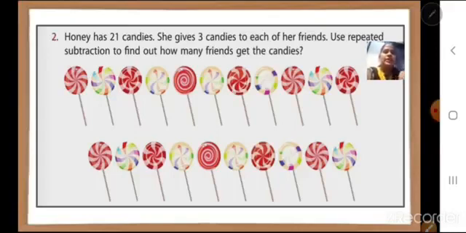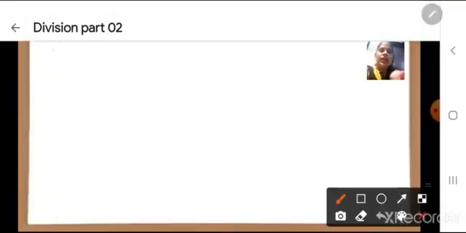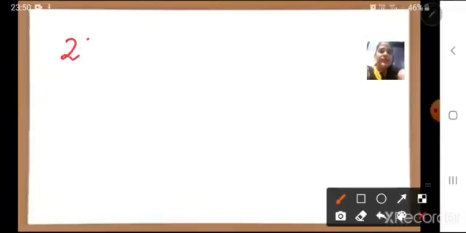Now if you see here, Honey has 21 candies, right? So the total number of candies is 21. Now she gives 3 candies to each of her friends. That means number 3 is repeated, or it is subtracted every time. Now let us find out how many friends get the candies. So how will we do this? See, in this way. There are a total of 21 candies. We have to use the repeated subtraction method.